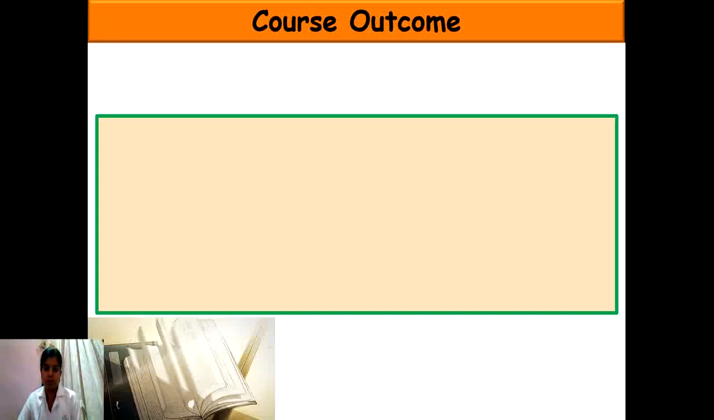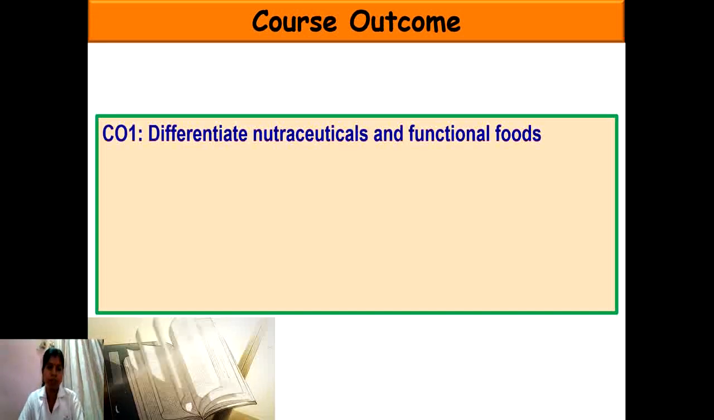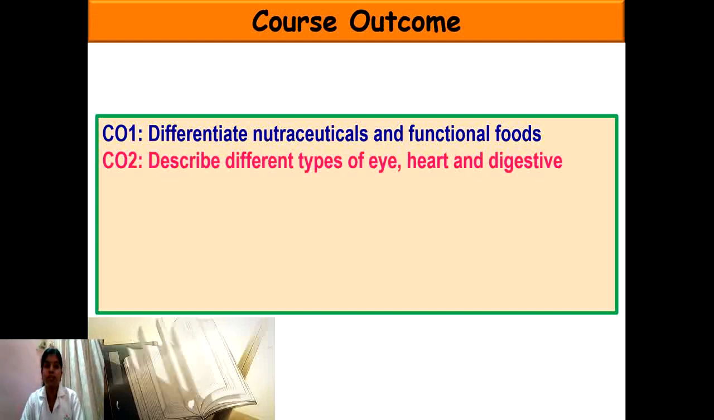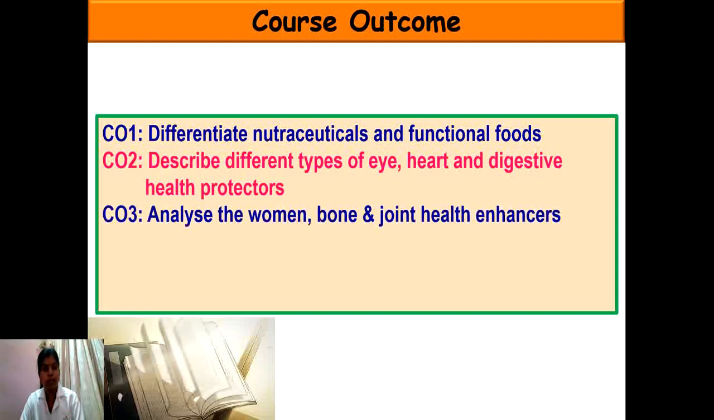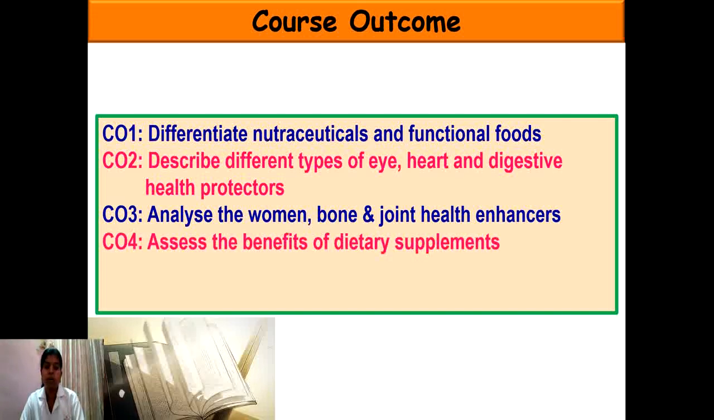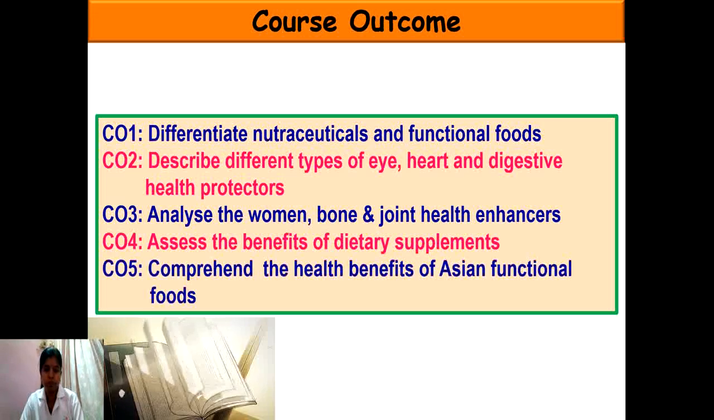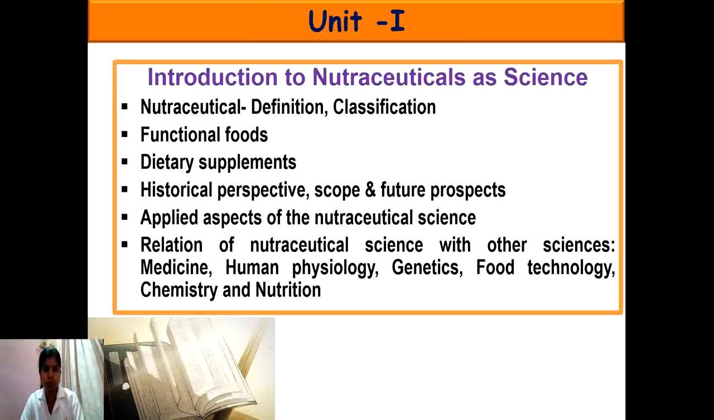The course outcome: after learning this course, you are able to differentiate nutraceuticals and functional foods, describe different types of eye, heart and digestive health protectors, analyze the women, bone and joint health enhancers, assess the benefits of dietary supplements, and comprehend the health benefits of Asian functional foods.